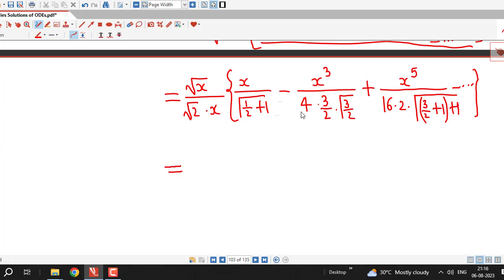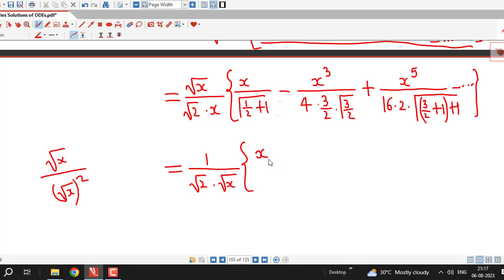Now in the next step I am simplifying all these things, and for that let me write one more step. Here I can see that I have square root of x, and in the denominator I have x. That x I can write as square root of x. So that square root of x will get cancelled, and here we will have square root of 2 into square root of x, and gamma 1 by 2 plus 1 is 1 by 2 times gamma 1 by 2. We are using this property frequently.